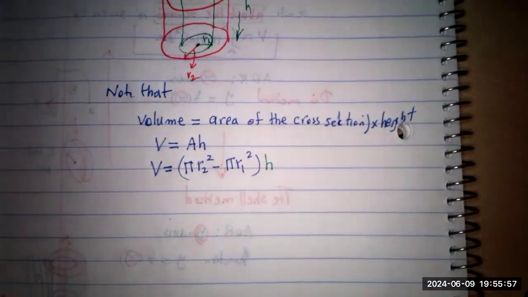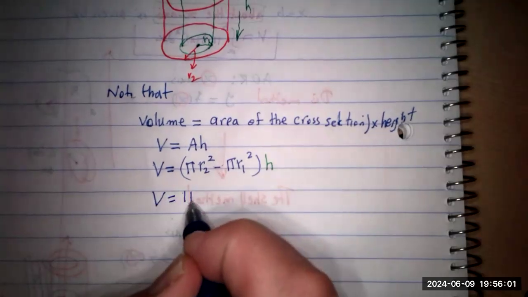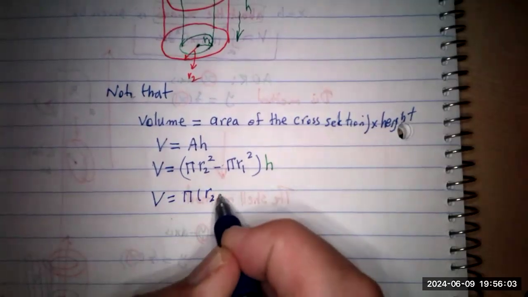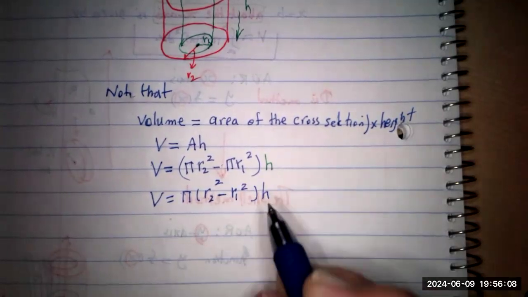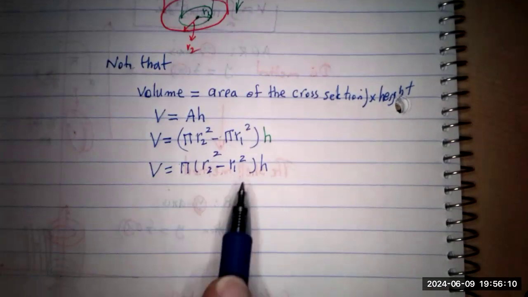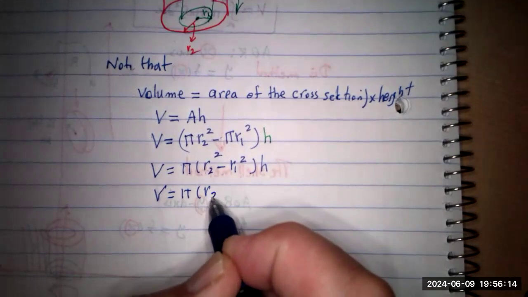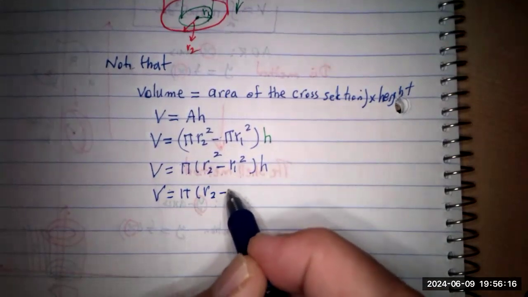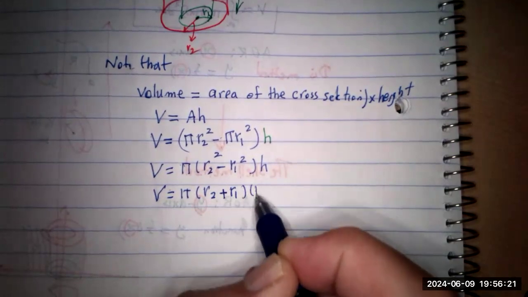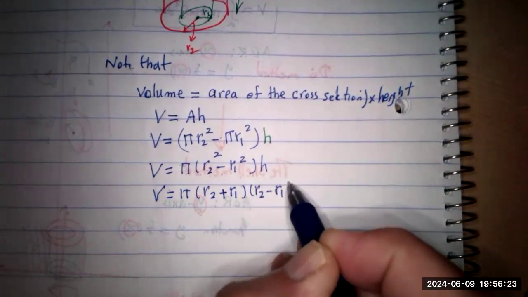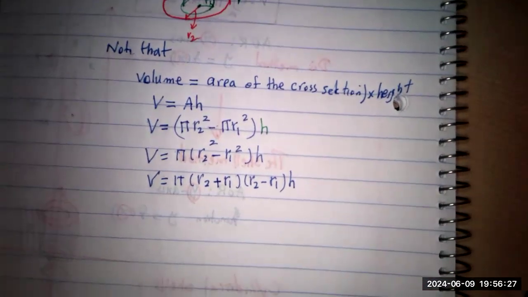Now, a little bit of algebra. We're going to factor out the pi. So that gives pi times R2 squared minus R1 squared times the height. Factor this one: the volume is equal to pi times R2 plus R1 times R2 minus R1 times h. That's going to be the one.